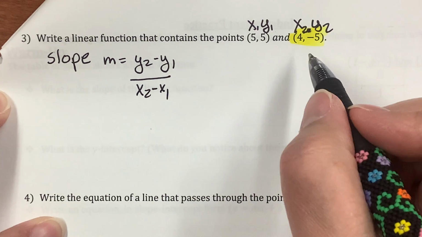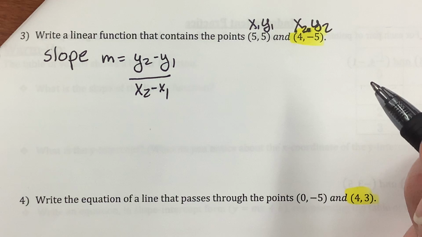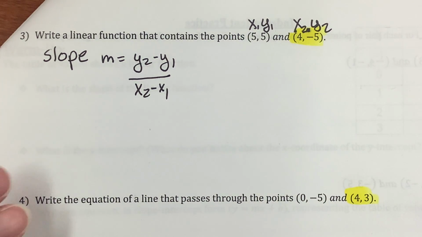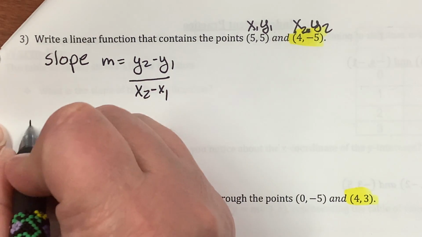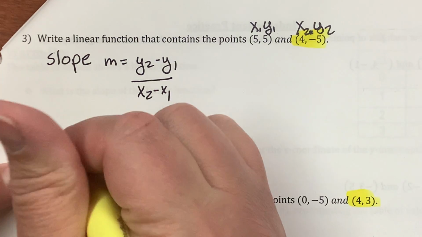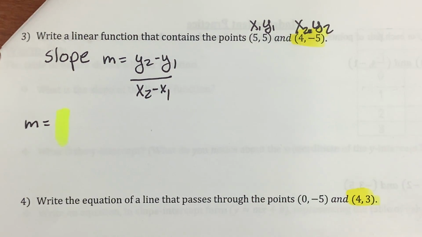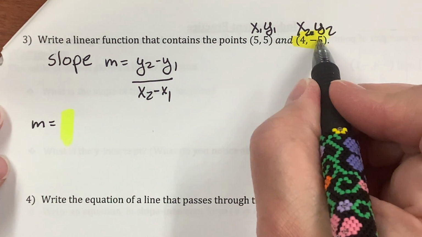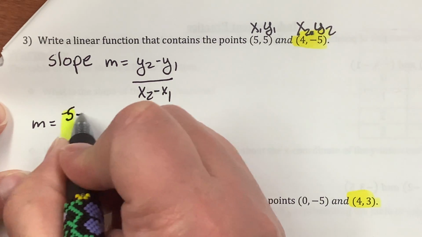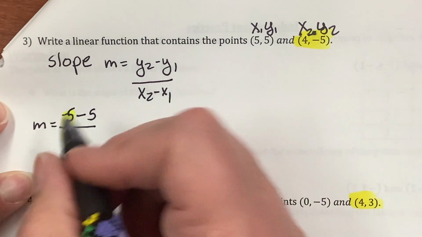So I already labeled it. So I have the highlighted x2, y2, and the unhighlighted regular one. So let's find that slope. M equals, and let's highlight this. Come on, highlighter. Negative 5 minus 5 over 4 minus 5.